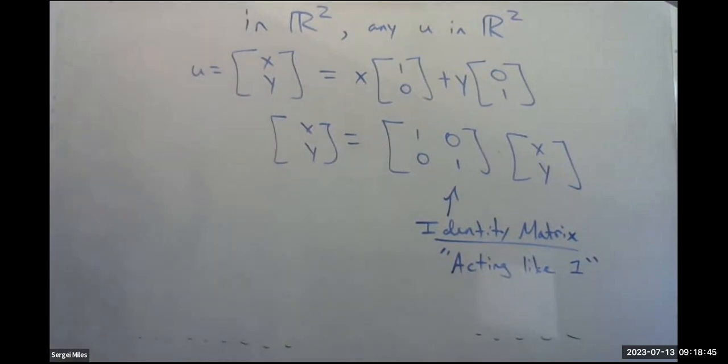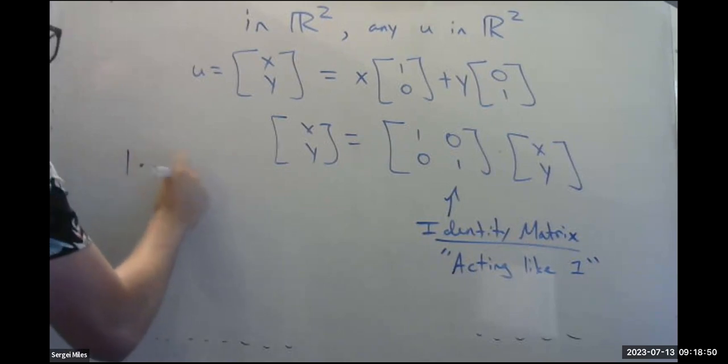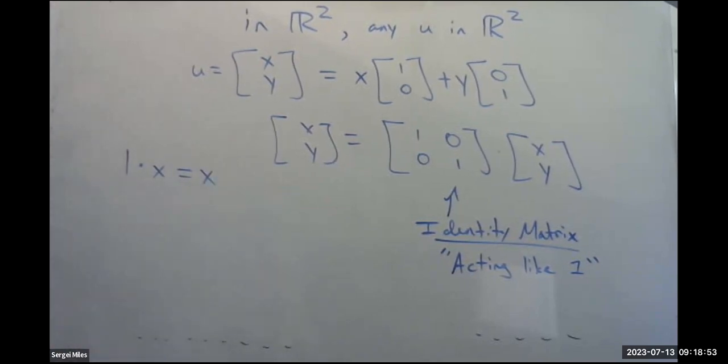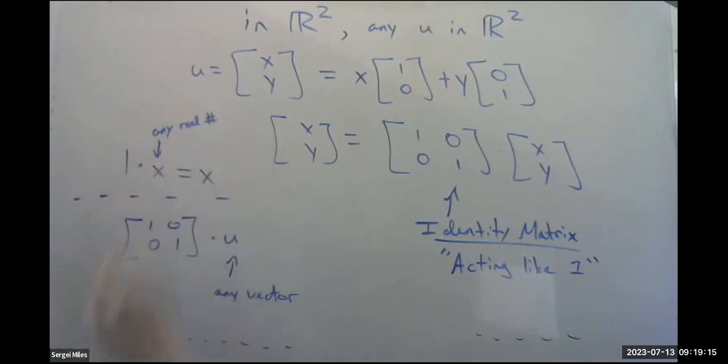Right? What do I mean by this? Well, think about regular real numbers. If I have 1 times x, that's just x, right? But now in matrix multiplication, the identity matrix times any vector u, any vector, and notice this x was just any real number up here. Any vector u, it's just going to give me back u. So this identity matrix acts like multiplying by 1.